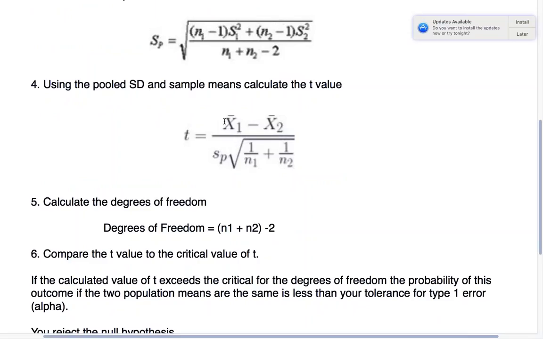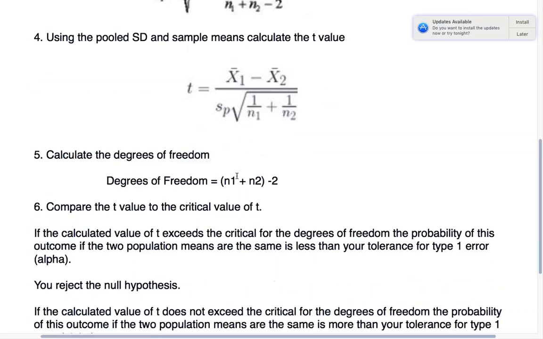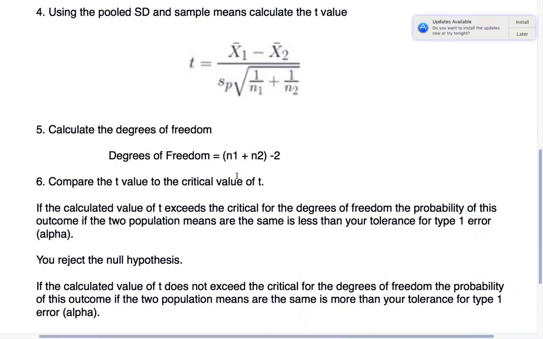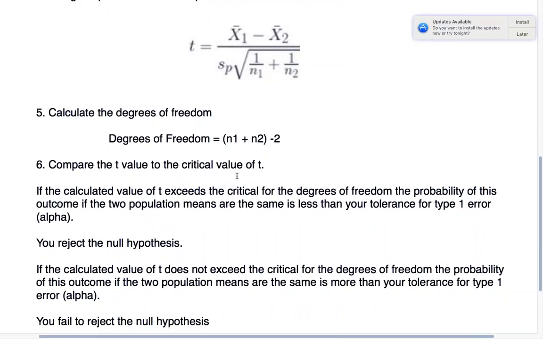Okay, what is the t-score? It's the difference in the two means of the two populations divided by the standard error. And what is the standard error equal to? It's equal to the pooled standard deviation, which you calculated up here, times the square root of 1 over n1 plus 1 over n2. Okay, that's going to be your t-score, right? Now, what's the degrees of freedom? The degrees of freedom is just going to be the two sample sizes added together minus 2.